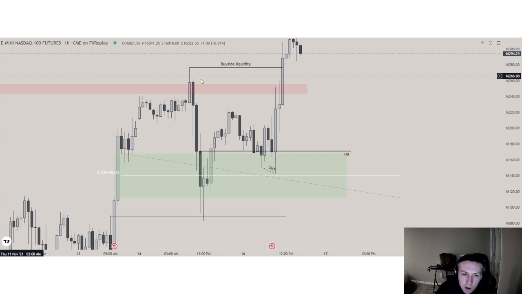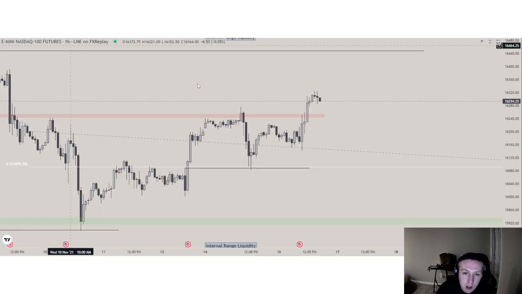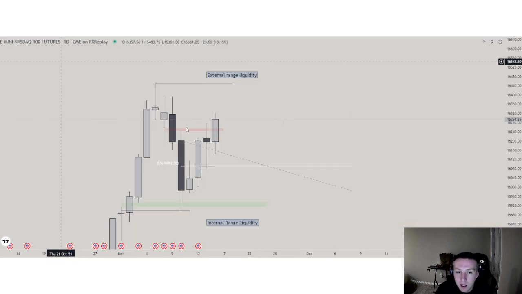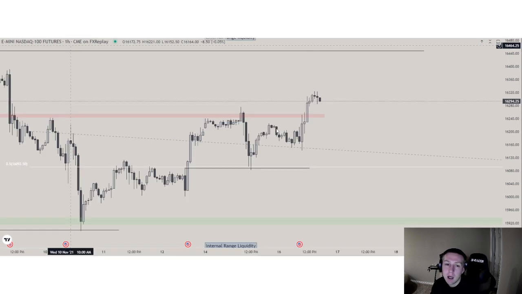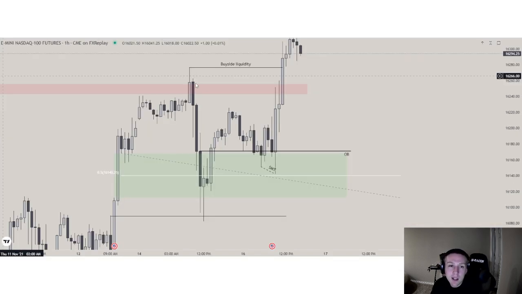And then here we have generated buy side above, and this level right here is that daily bearish fair value gap from the other day. Let's zoom out to the daily chart again. Here's that bearish daily fair value gap right there. So this has already been mitigated, and that's going to hold significance in the lower time frames. And then we have buy side liquidity up here.